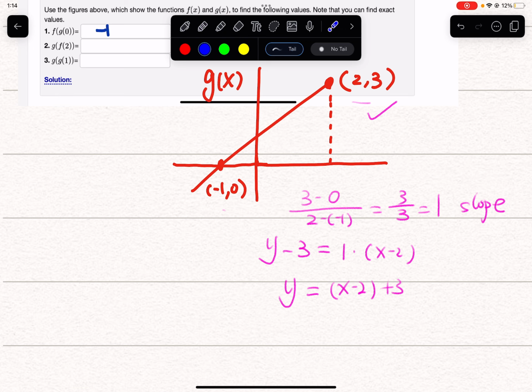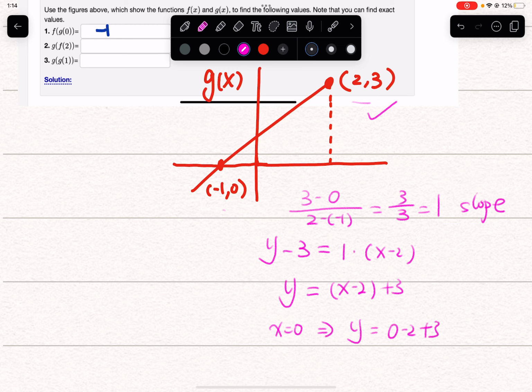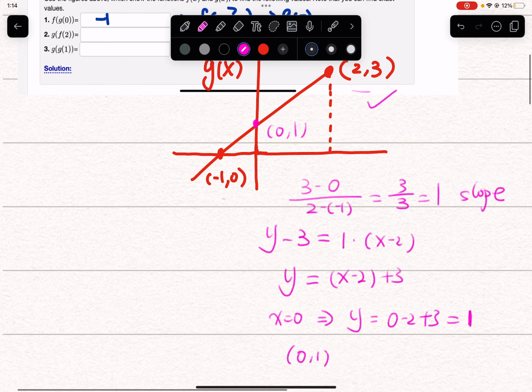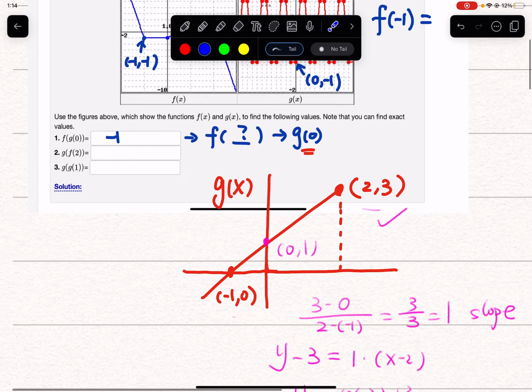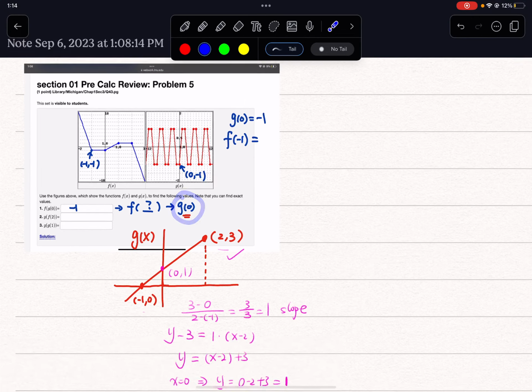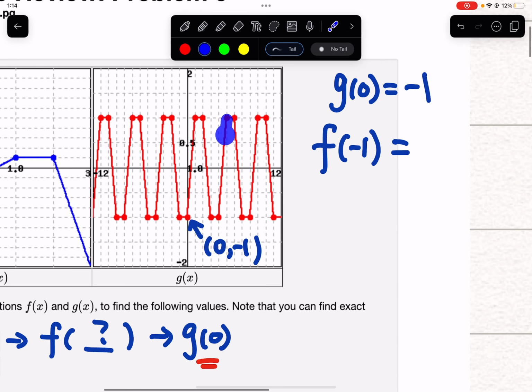And now if you say, hey, what if x is 0? Well, if x were 0, y would be 0 minus 2 plus 3, which would be 1. Hence, 0, 1. So this point is 0, 1. Namely, g of 0 is supposed to be 1. So if you cannot read the g value from the graph directly, for example, if my graph were like this, if I'm asking you where exactly is this point, you may say, that's not obvious, right?